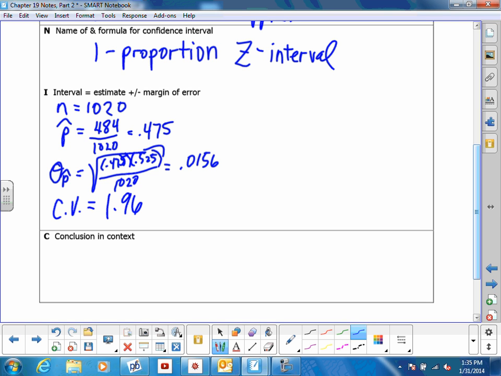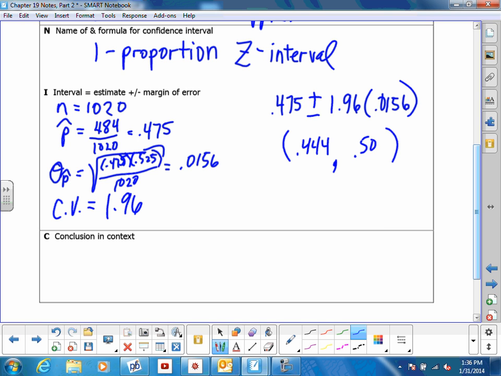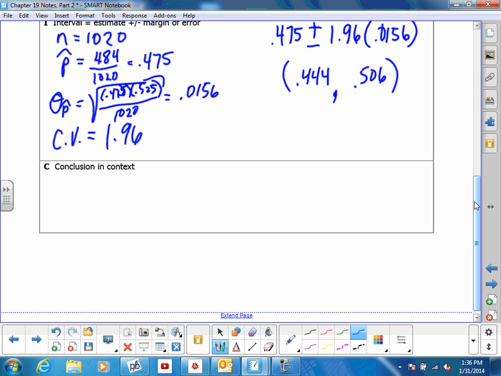All right, now let's do this thing over here. Statistic plus or minus the critical value times standard deviation of the statistic, and then you can plop out the answer. It needs to be in decimal form here: 0.444 up to 0.506, and you know that you are putting these from least to greatest, always, okay? And the percentages come in when we write our conclusion in context, because this then should be something that you're able to say to somebody that would make sense to them.